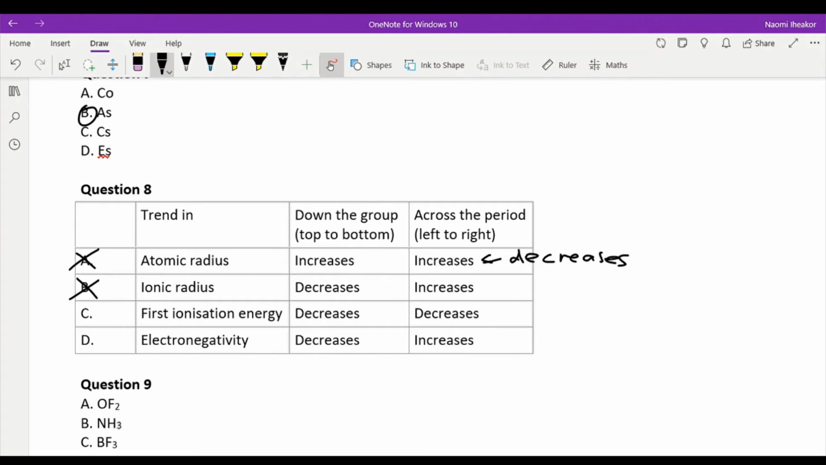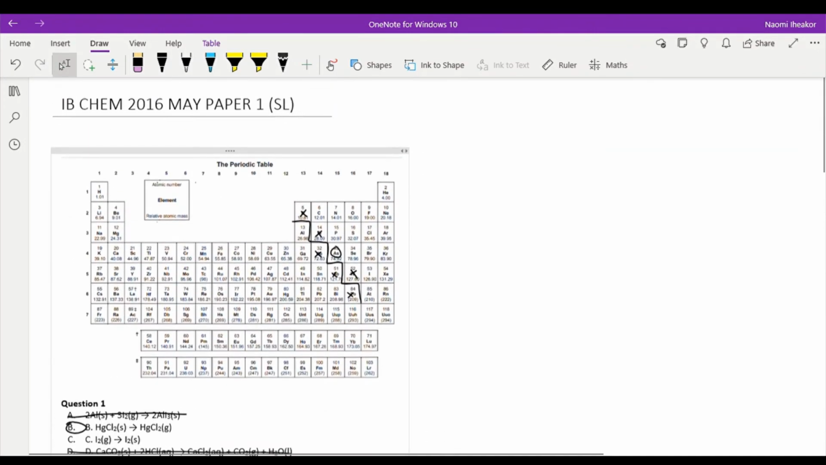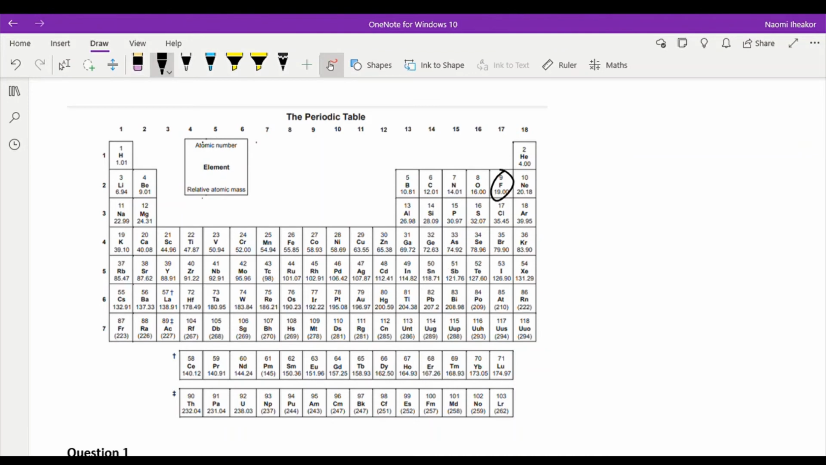Let's have a think about electronegativity. What I like to do is just think about fluorine. Fluorine is the most electronegative. So if we come up to the periodic table, let me remove my previous markings. Essentially what we can do, locate fluorine. How do we get to fluorine? Across the period, that means electronegativity is increasing.